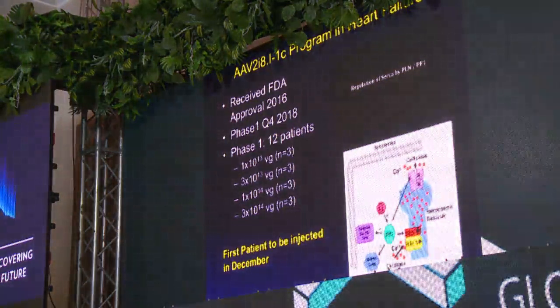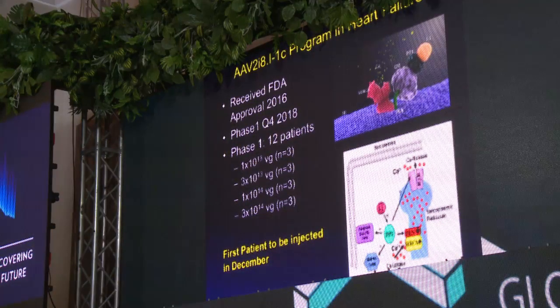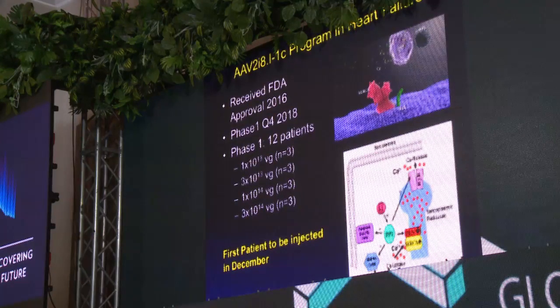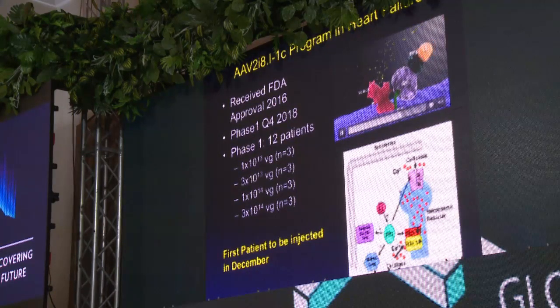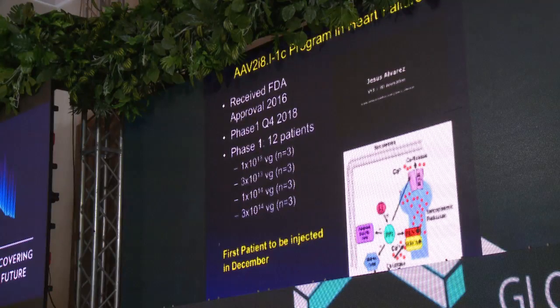And here's a trial that's starting imminently with this vector, AAV2i8, with another target called I1C. It's an inhibitor protein, which is upstream of SERCA2a and basically enhances the phosphorylation of phospholamban and induces SERCA activity. And we're hoping to inject the first patient in December.